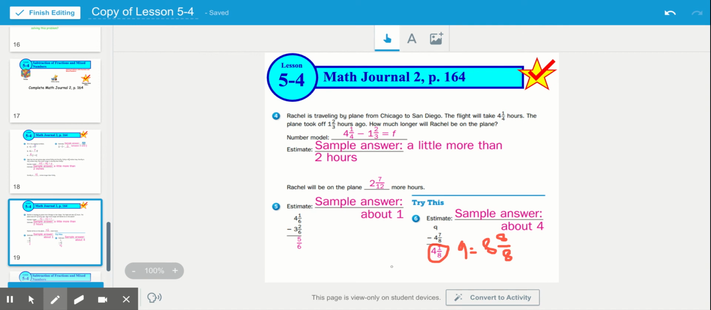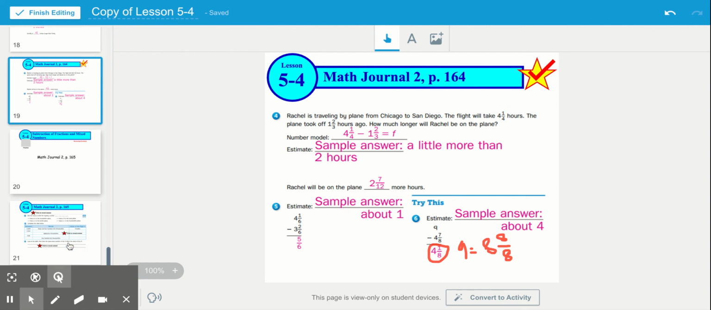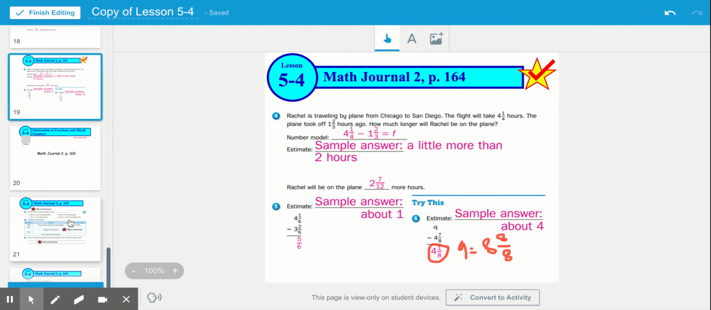That is what you do when you have a whole number minus a mixed number. You can still borrow, you can still fair trade, you can create your own fraction here. That is the end of this lesson's material.